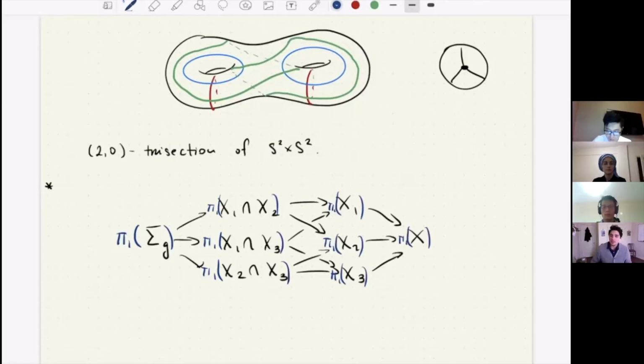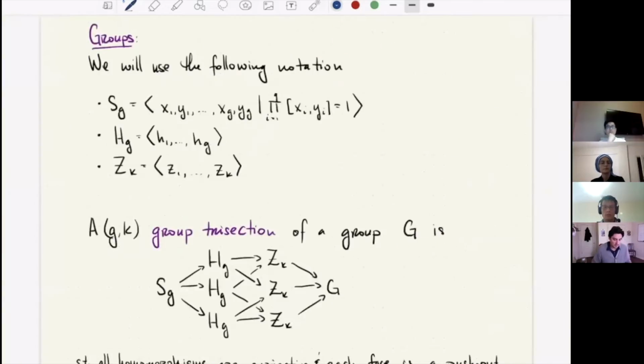And now the idea is we want to go the other way. We want to give group theory information and then recover smooth four-manifold topology from it. Okay, so let's start off with some notation. We're going to say S_g is just the surface group of genus g. So we have 2g generators and one relation, and then we're going to give these free groups special names.